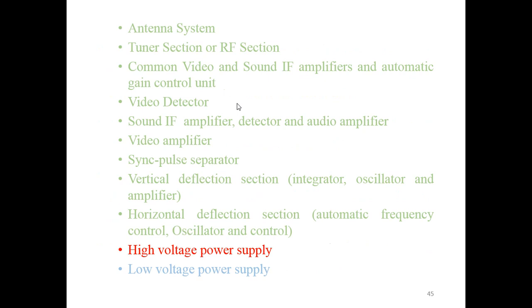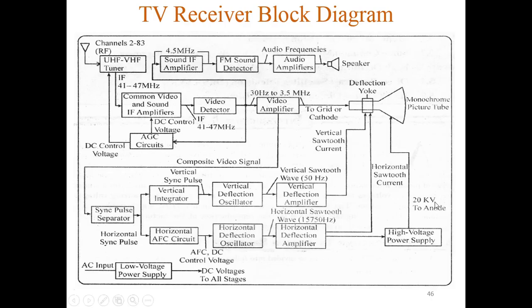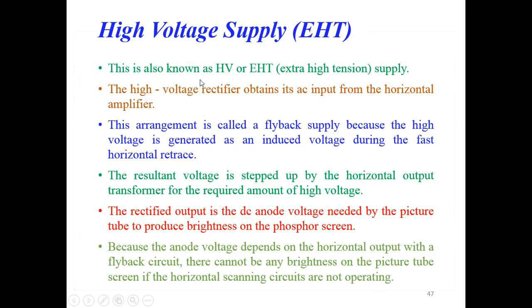Now we come toward the high voltage power supply. In the figure, this part is the high voltage power supply, which is coming from the horizontal deflection amplifier and going towards the picture tube. This is also known as extra high tension supply or high voltage supply. The high voltage rectifier obtains its AC input from the horizontal amplifier.